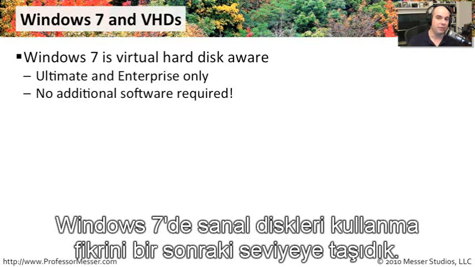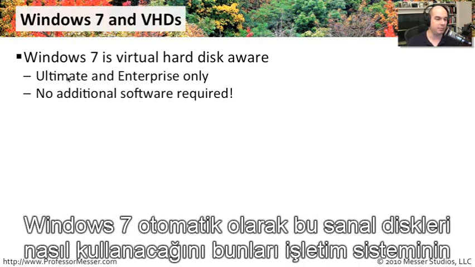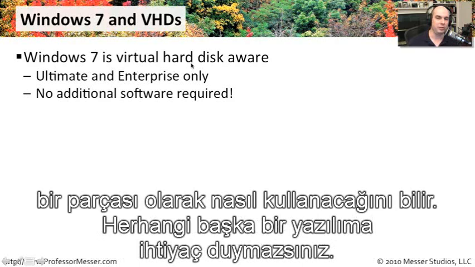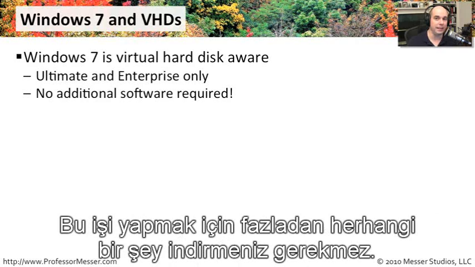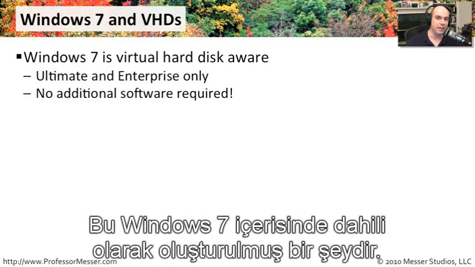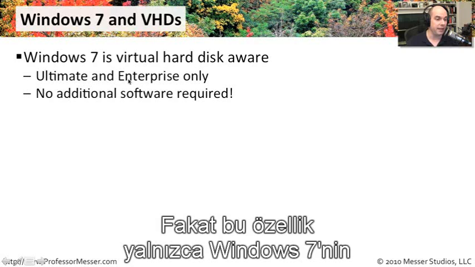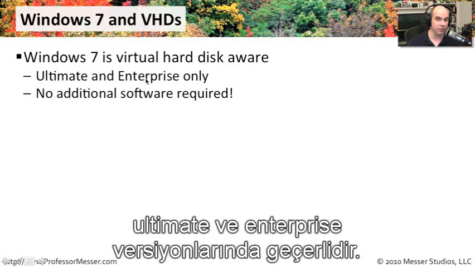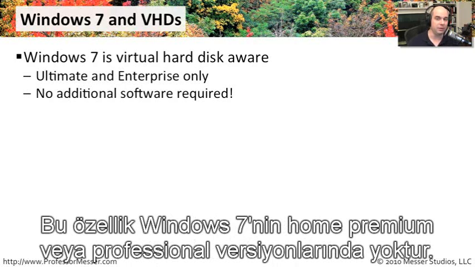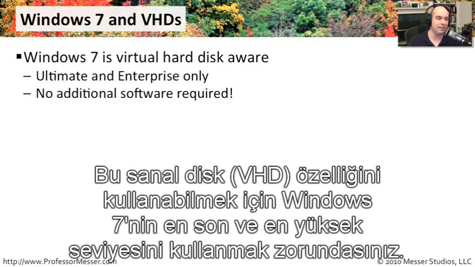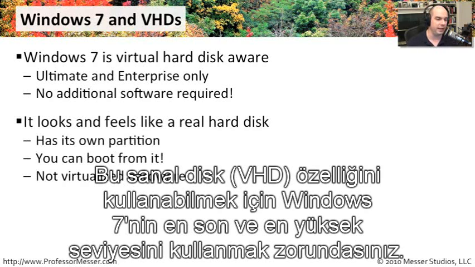On Windows 7, we've taken that idea of using a virtual hard drive to the next level. Windows 7 automatically knows as part of the operating system how to use these virtual hard disks. You don't need any additional software. You don't need to download anything additional to make this work. It's something that is already built into Windows 7, but only the Windows 7 Ultimate and the Windows 7 Enterprise versions. These are not the Windows 7 versions for Home Premium or Professional. You have to have the highest level Windows 7 to be able to use VHDs.